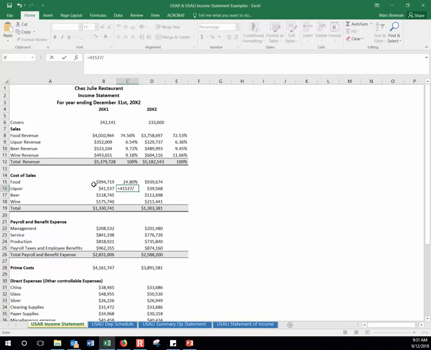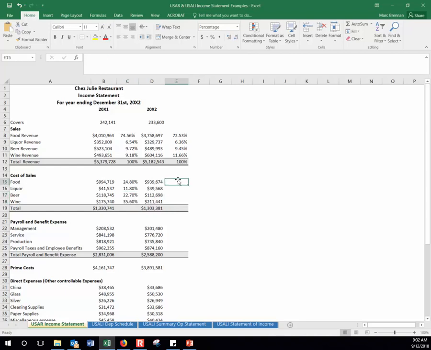I would do the same for liquor, so I'd go $41,537 for liquor for 2011, and I would divide it by my liquor sales for 2011. Again, because I'm using Excel, it knows that I'm using percentages. Normally you would have to multiply this by 100. Okay. For beer, and this is where I'll start using Excel, I'll divide my beer cost by my beer sales, my beer revenue, and then I'll divide my wine cost by my wine sales.